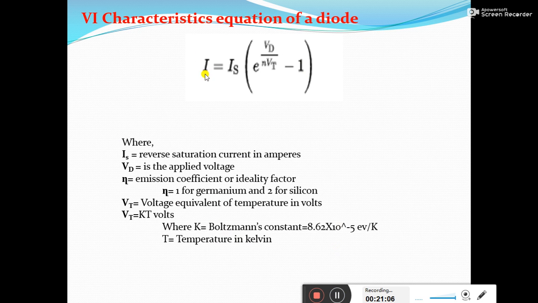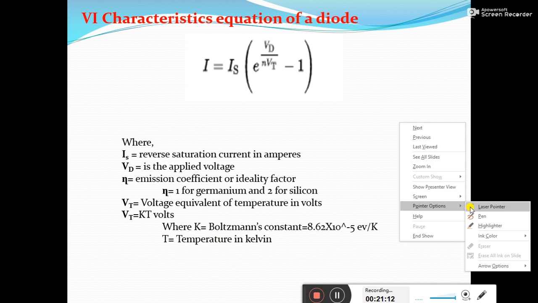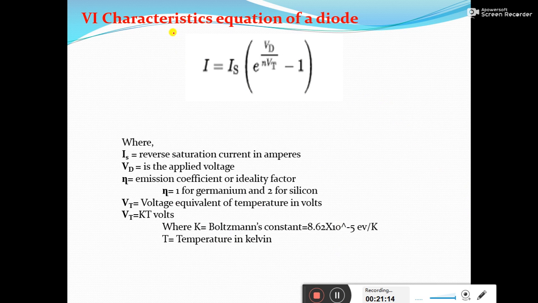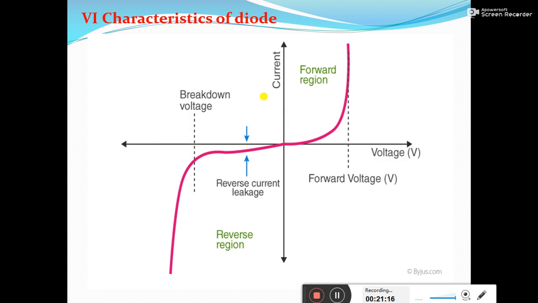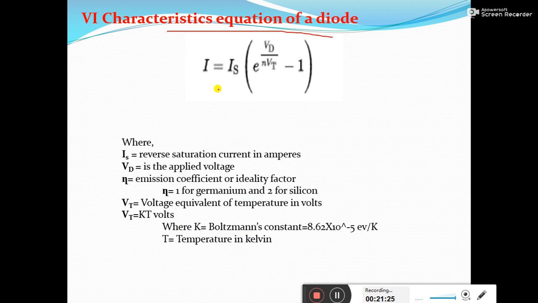Next one is the characteristic equation of the diode. This is a very important question which will be asked for 5 marks. So the VI characteristic equation: as we have seen in the previous case, there can be an equation which governs these characteristics. So Shockley has provided an equation.